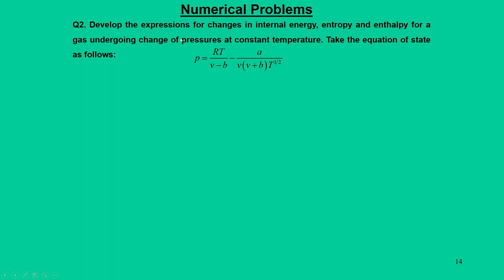Now, the second equation is again mathematical in nature. We are going to find the expressions for the changes in internal energy, entropy and enthalpy for a gas that undergoes a change of pressure at constant temperature. So, we consider this equation of state, P is equal to RT by (V minus B) minus A by (B into V plus B) times T to the power half. We need to find two things, entropy and internal energy. So, let us start with entropy.